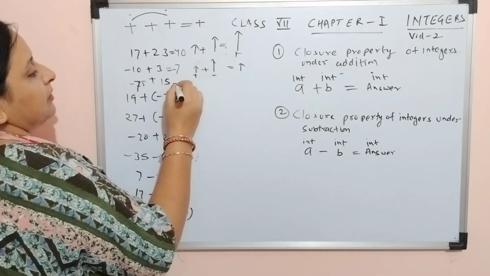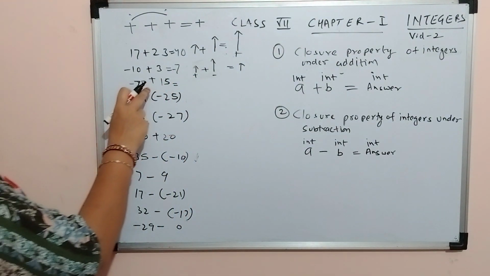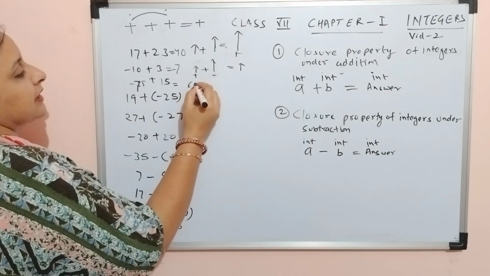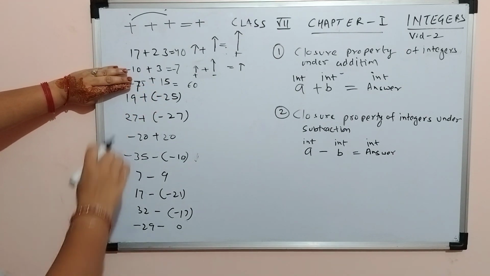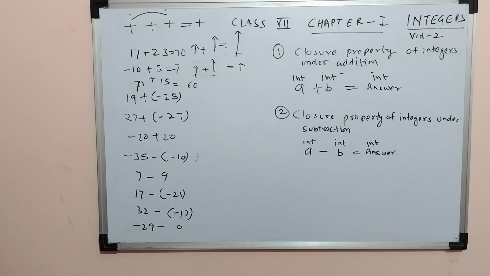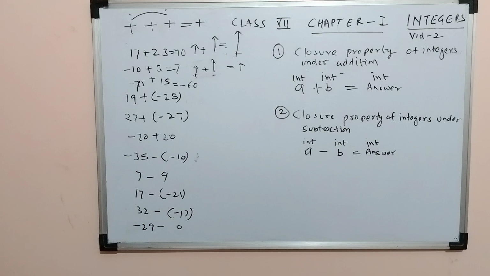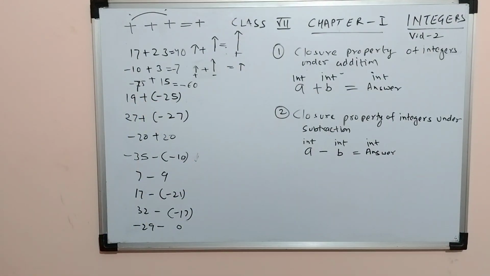This is a similar case. One number is positive and one number is negative. So when you subtract 15 from 75, you will get 60. And without the sign, if we look at 75 and 15, 75 is greater and 75 is holding the negative sign, so the answer will come minus 60. Again the same case is there: one number is positive and one number is negative.